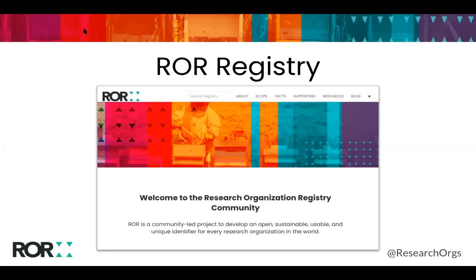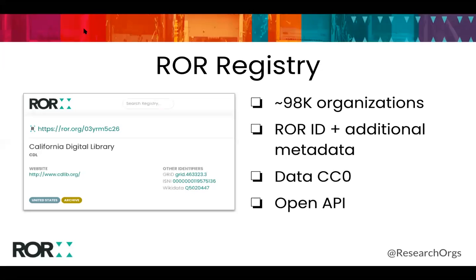ROR, or the Research Organization Registry, is a community-led registry of unique identifiers for every single research organization in the world. The ROR registry consists of about 98,000 research organizations and counting.